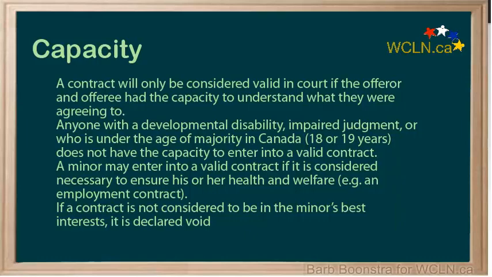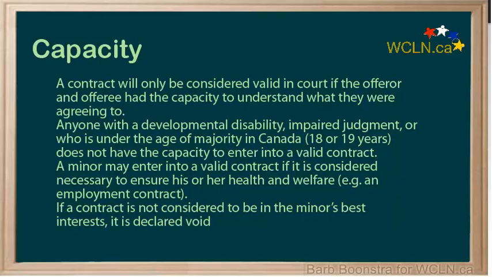A contract will only be considered valid in court if the offeror and offeree have the capacity to understand what they are agreeing to. Anyone with a developmental disability, impaired judgment, or who is under the age of majority in Canada does not have the capacity to enter into a valid contract. A minor may enter into a valid contract if it is considered necessary to ensure his or her health and welfare, for example, an employment contract. If a contract is not considered to be in the minor's best interest, it is declared void.